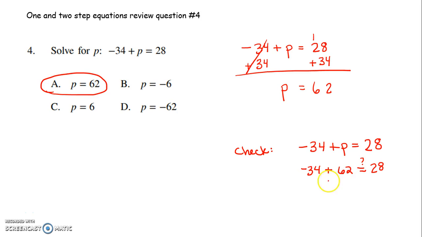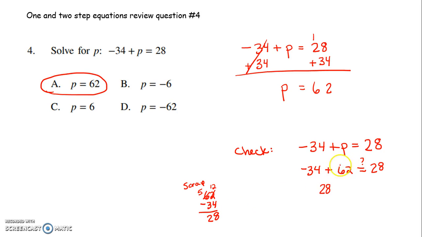Negative 34 plus 62. Signs are different. I find the difference. So here's my little scrap off to the side. So I have 62 minus 34. I have to borrow. This becomes a 5. This becomes a 12. 12 minus 4 is 8. 5 minus 3 is 2. Oh, good. That does become 28.